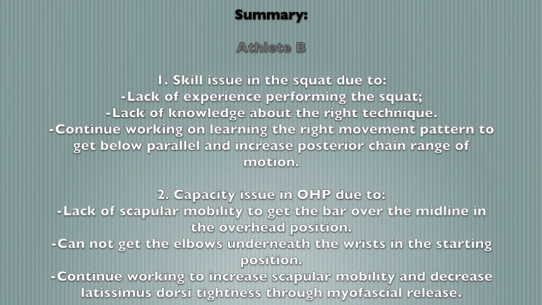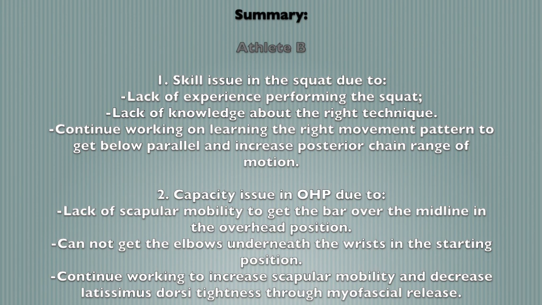Athlete B had mainly a skill issue with the squat due to a lack of experience and lack of knowledge about the squat's technical model. The aim now is to continue learning the right technique and use variations of the squat to get below the parallel position whilst maintaining a neutral spine, together with continuous work on hip and spinal mobility.